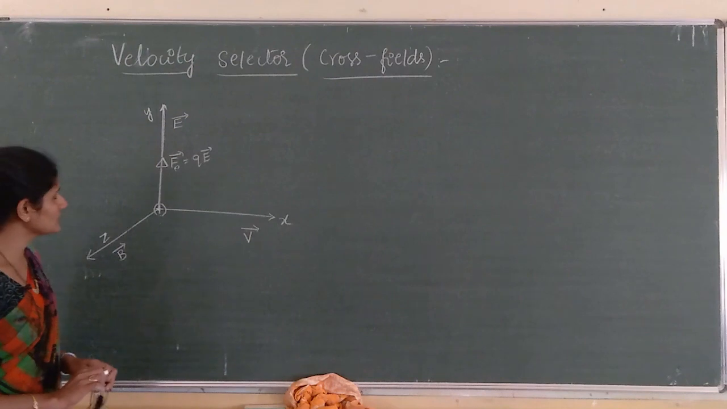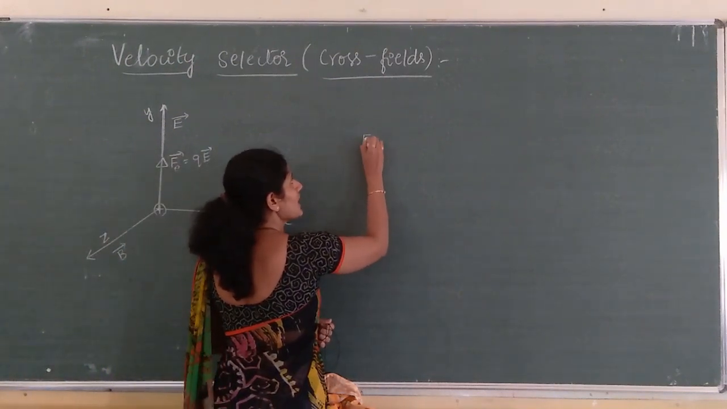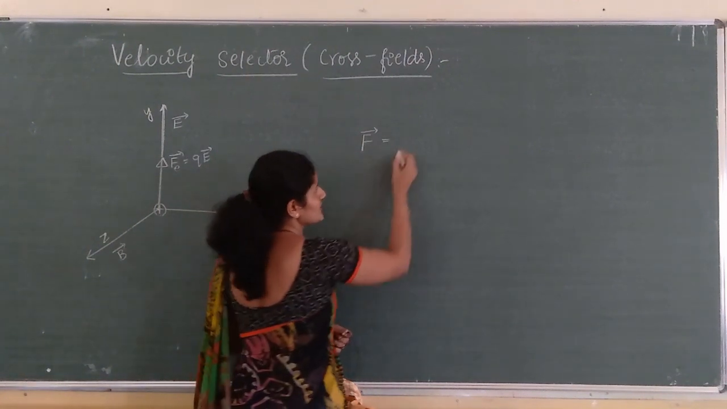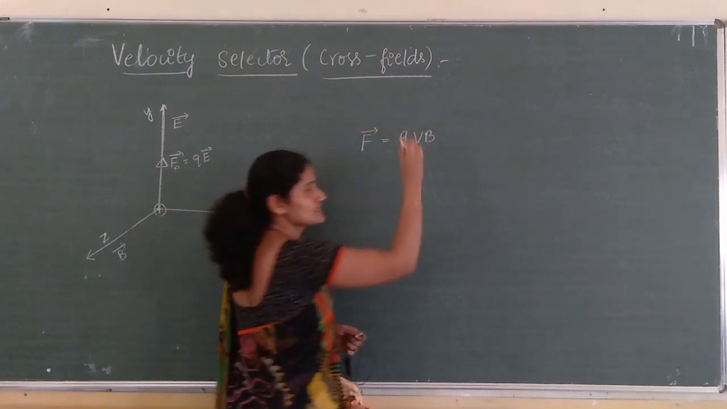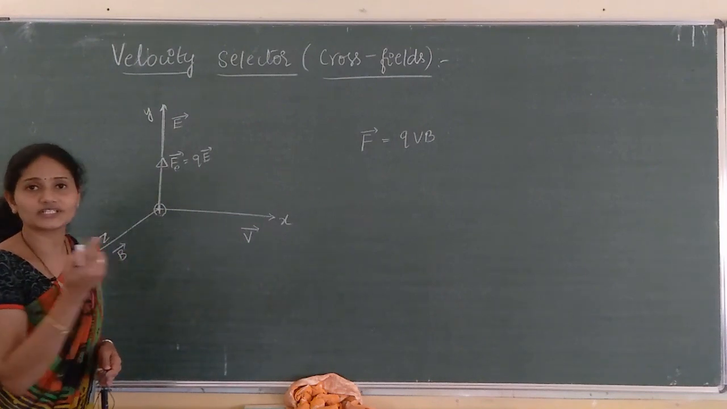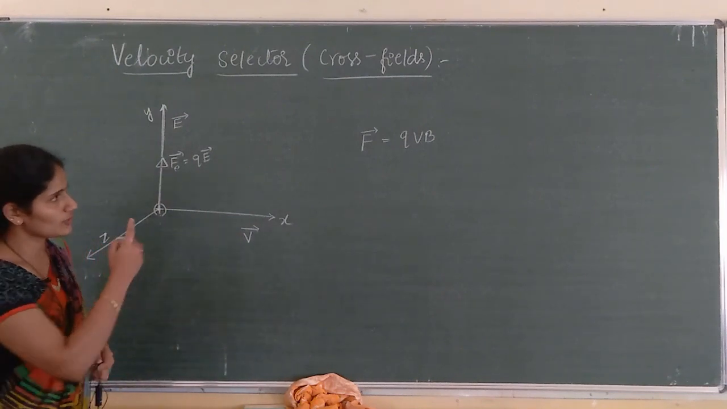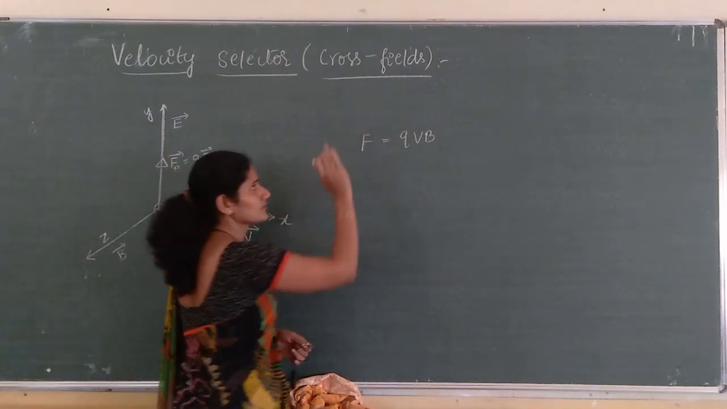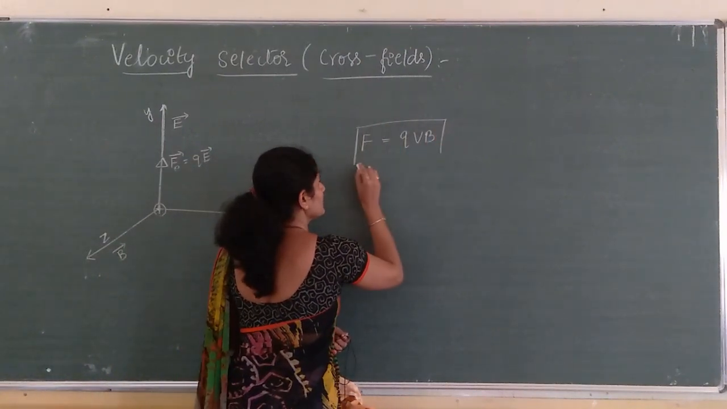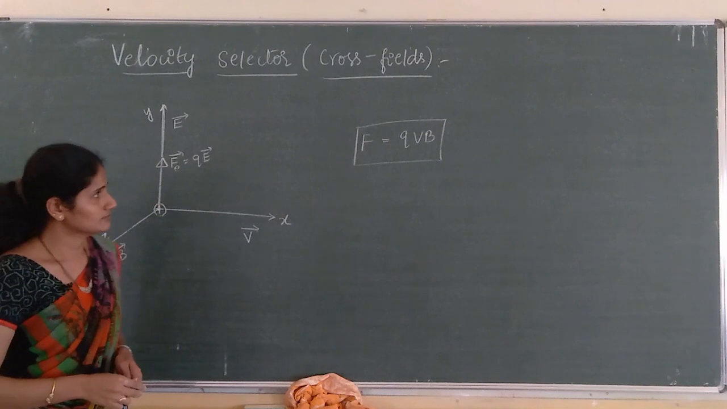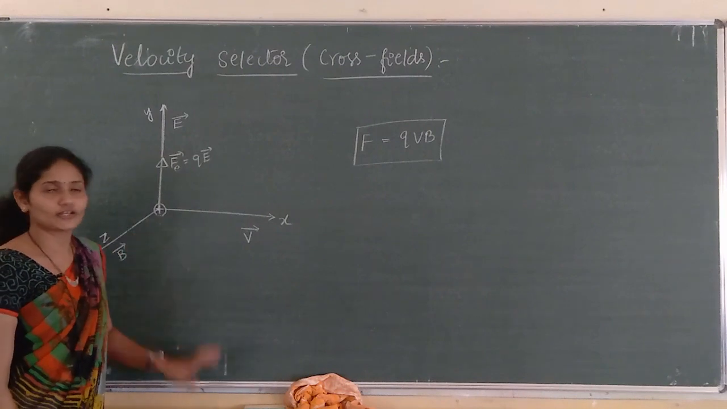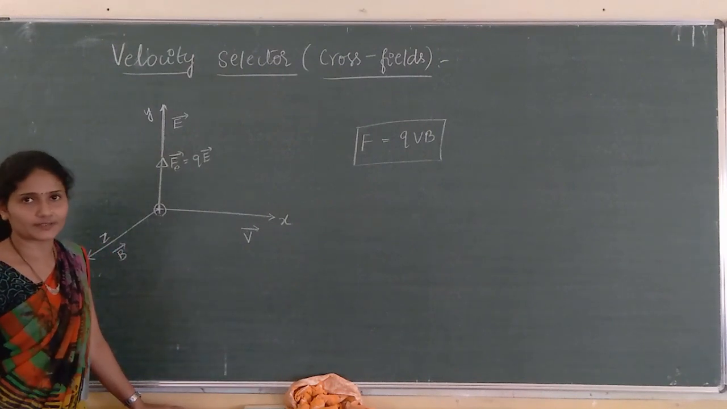Now let us see what is the expression for force acting on the charged particle because of this magnetic field. We know that the force acting on the charge in the presence of a magnetic field, F is equal to QVB sin theta. Here V and B are perpendicular to each other, therefore theta is equal to 90, sin 90 is 1. So F is equal to QVB. This is the magnitude of the magnetic force.